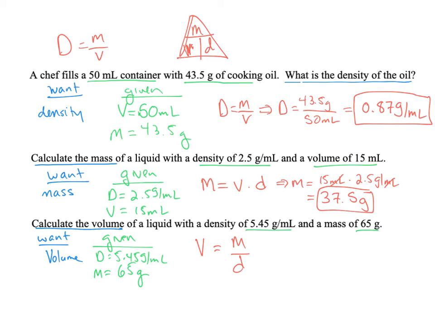Okay. So when I do that, I end up with the volume equals 65 grams divided by 5.45 grams per milliliter. The grams are going to cancel, the milliliters will flop around, and so we end up with a final answer of 11.9 milliliters.